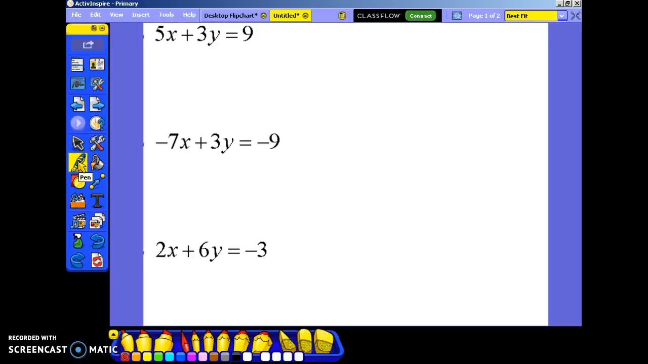We are learning about slope-intercept form, which is y equals mx plus b. M is your slope, it's the rate at which the graph is changing, and b is the y-intercept. That is where the graph crosses the y-axis.